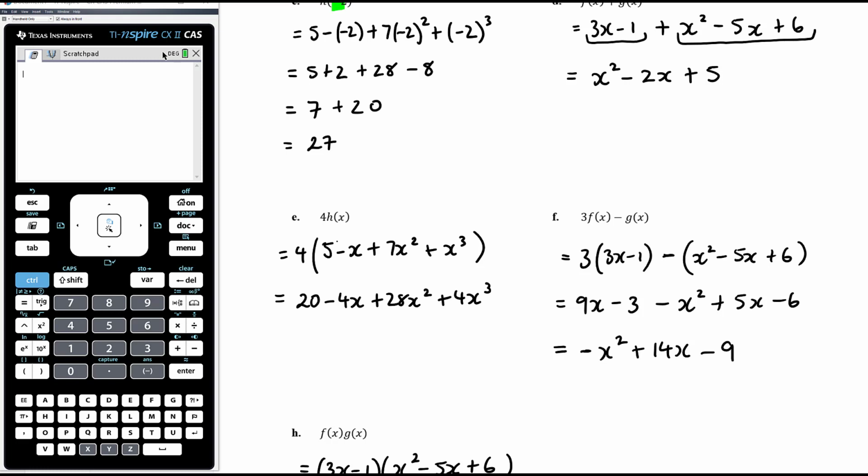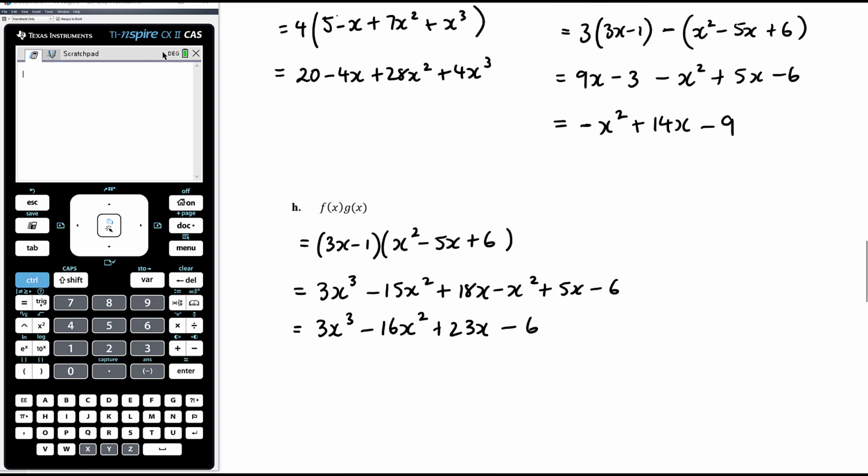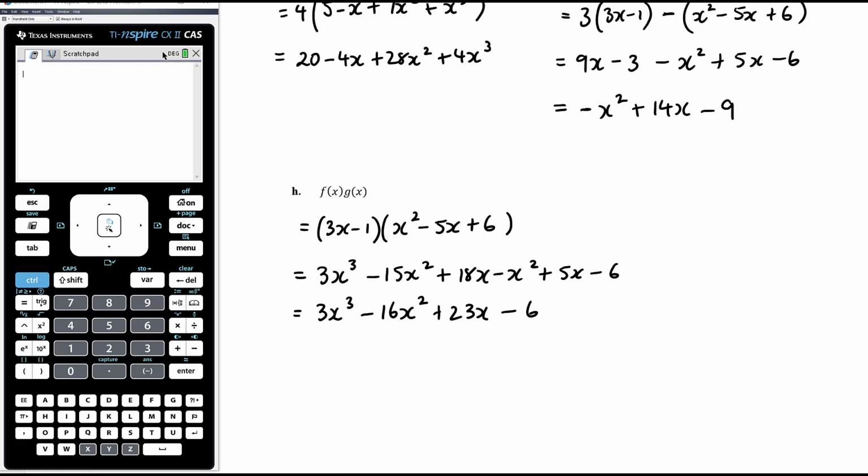Subtracting two functions. In this case, we were subtracting a linear minus a quadratic. We still end up with a quadratic. So again, we're not multiplying any terms together, so we're not increasing any of the powers. So it's still going to just be the highest power of x. Whereas h of x, when we multiply a linear times a quadratic, we end up with a cubic.